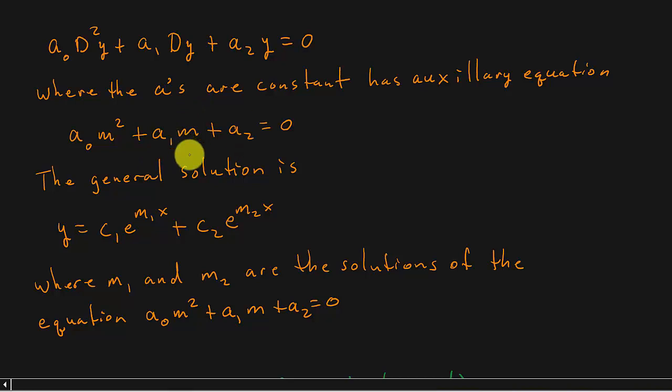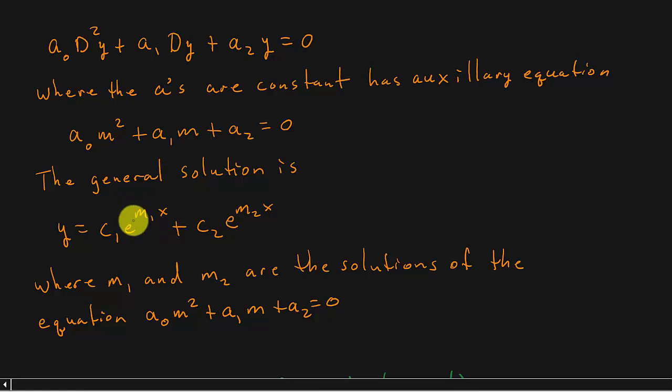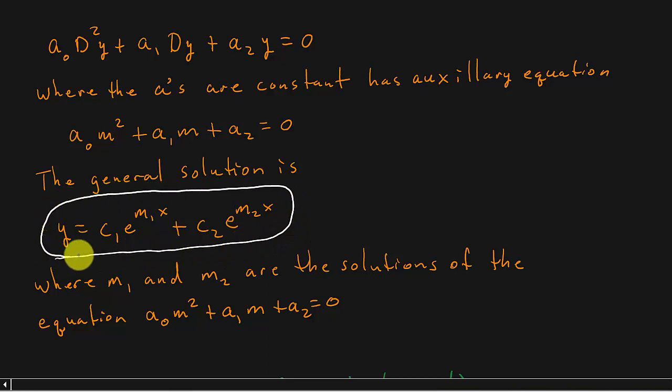Okay, so basically what we do is we find the auxiliary equation, which is easy to do, and we solve it. Typically we're going to factor, use the quadratic formula, or you can complete the square, something like that. And that's what's going to give you your m1 and m2. And then all you do is plug it into this formula here. You've got to know this. If you don't know this right here, then you can't work the problems. So you've got to know that.